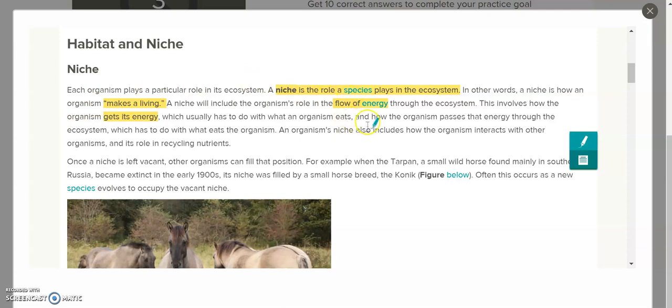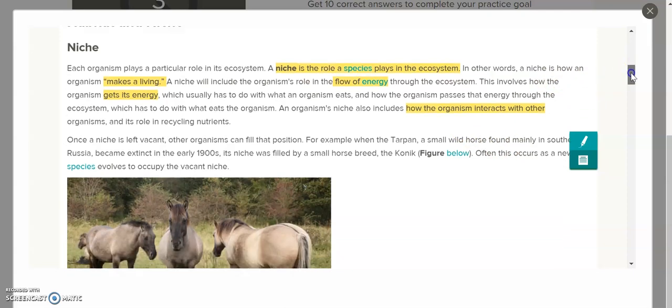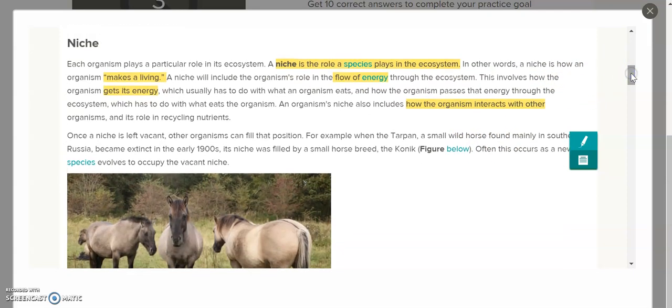An organism's niche also includes how the organism interacts with other organisms. So my interactions with you as students are professional, telling you to do your homework, messaging you to make sure that you have your online resources. My interactions with my peers right now is texting funny memes and saying, hey, is this happening to you? Do you guys have this problem? You know, kind of troubleshooting and helping each other out.